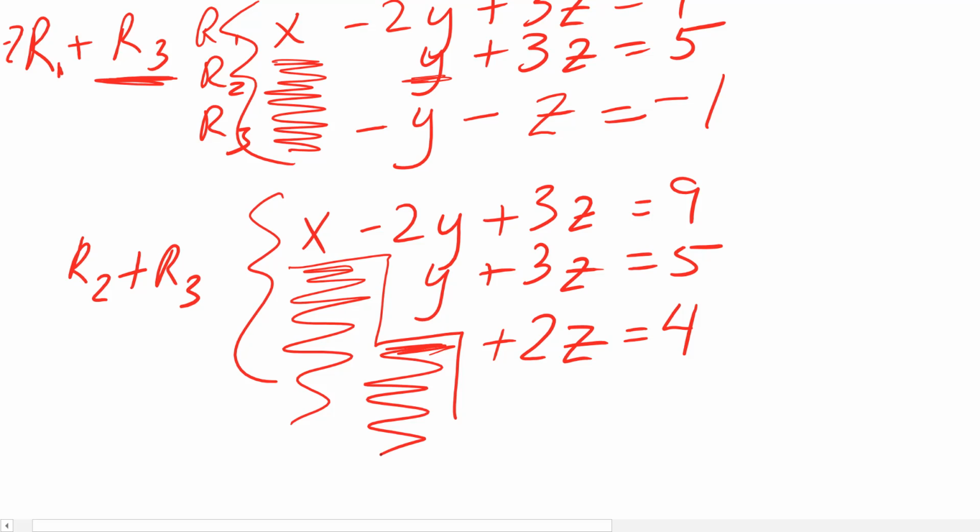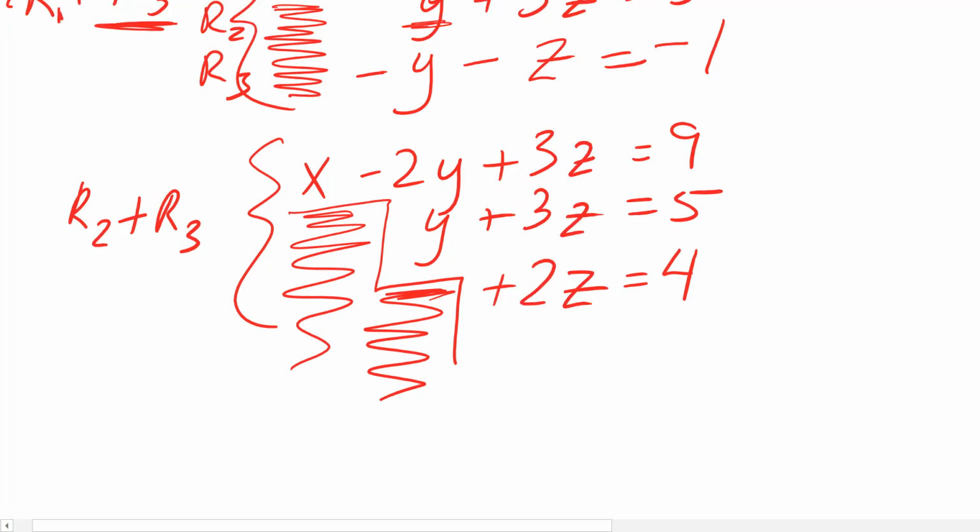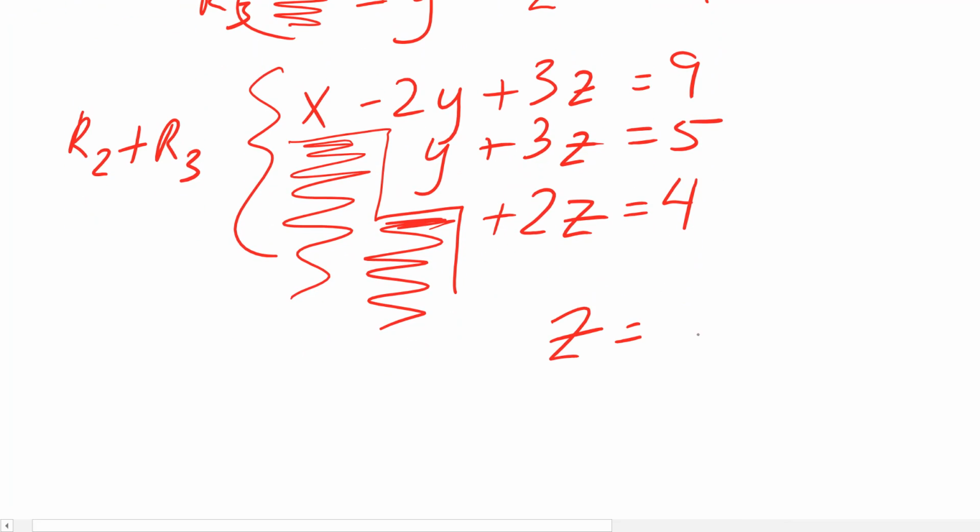There's nothing under there. All right, so now I can use back substitution to find out what z is. First of all, I can solve for z in the third equation. I can multiply that third equation by 1/2 and get z by itself. So z equals 2. 2z is 4, then z equals 2.